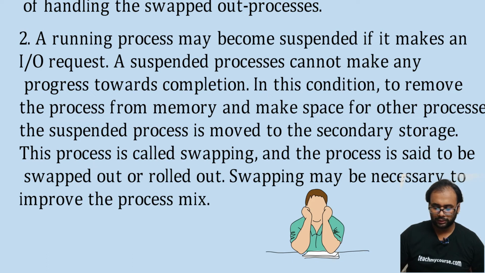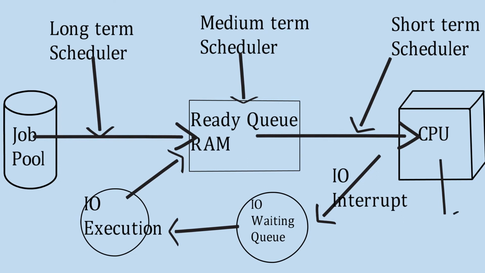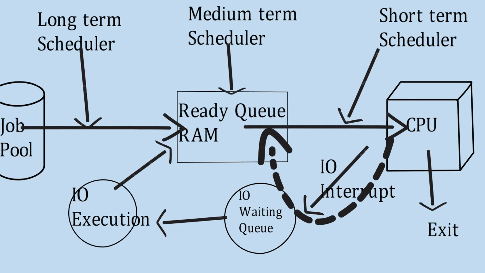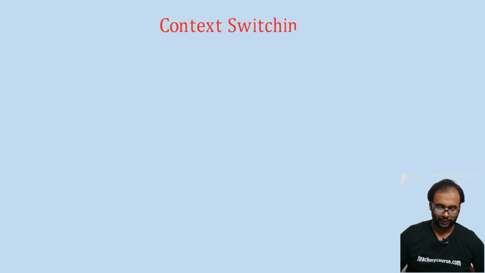Further, we can see if CPU completes the task, the program just exits from the CPU. Or in other cases, it can also go back to the ready queue depending upon the scheduling algorithm. We will see what scheduling algorithms are in the next video. Next, we have context switching.